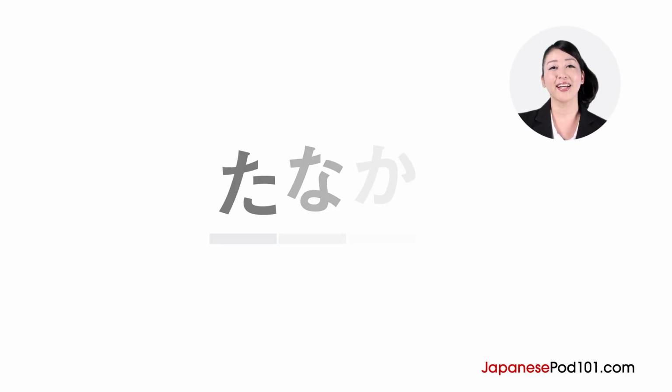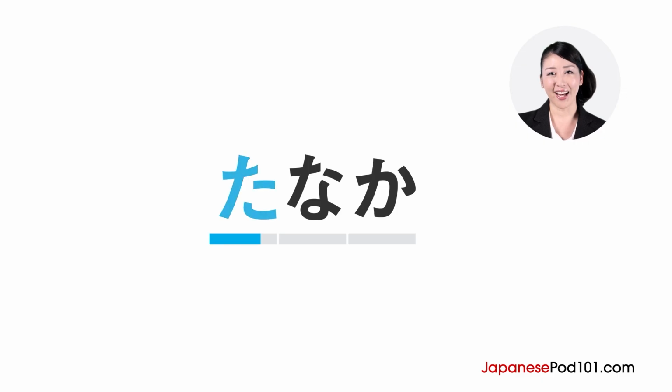Let's hear how some Japanese words are pronounced. The first example is a common Japanese surname, Tanaka. Ta-na-ka. It's made up of 3 syllables, ta-na-ka. Each syllable consists of 1 consonant and 1 vowel.